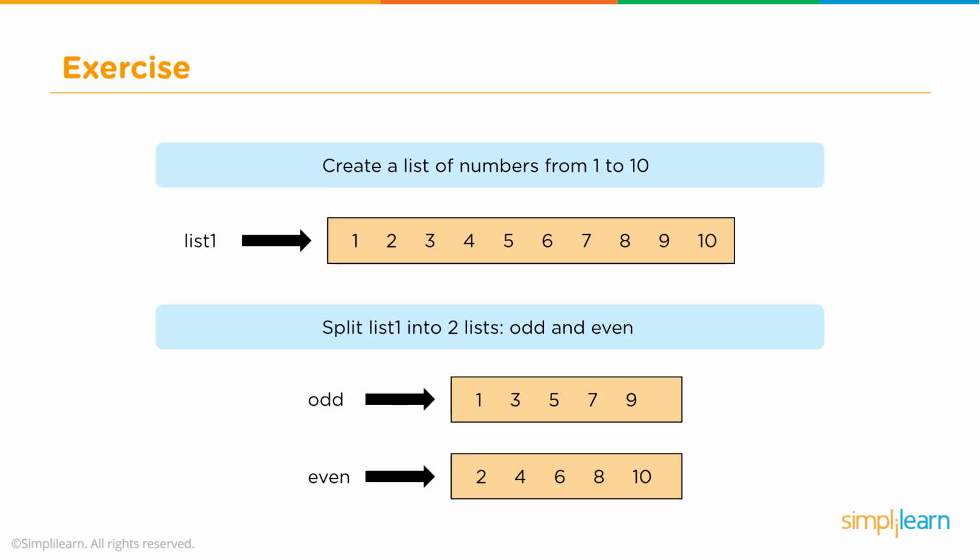So for our exercise, we need to create a list of numbers from 1 to 10. We'll call this list1. And then we'll split list1 into two lists, odd, which contains all the odd elements of list1, and even, which contains all the even elements of list1. So now let's move on to a Jupyter notebook and see how this is done.